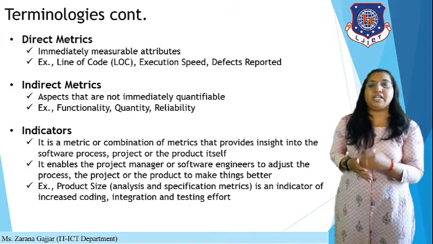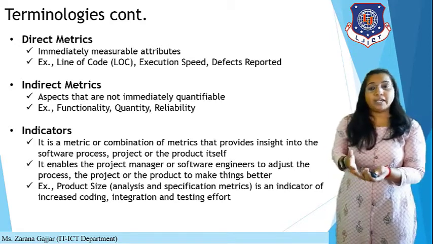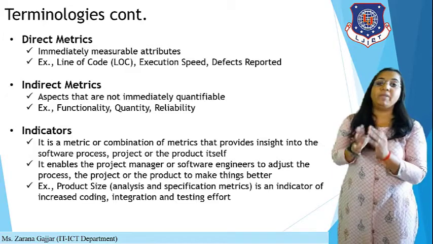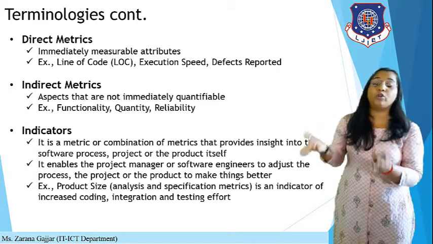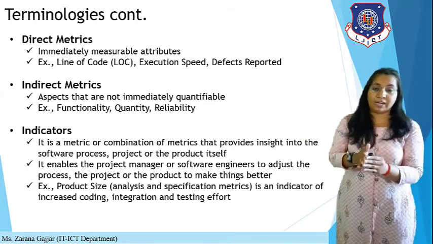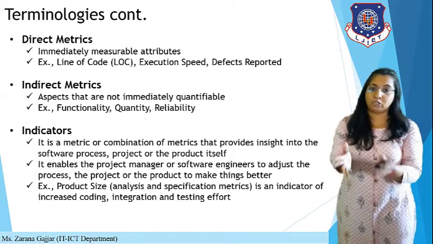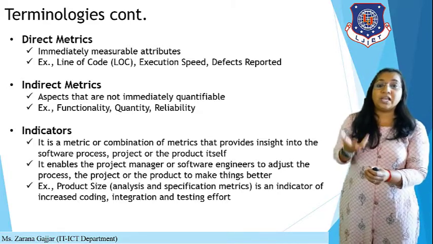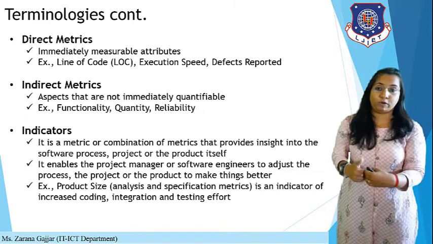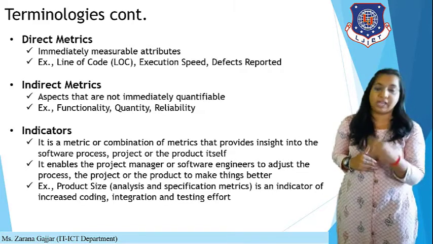Then the next definition is indicator. An indicator is a metric or a combination of metrics. You can either use any one metric or you can use multiple metrics combined into a single one, meaning a hybrid. So it is a metric or a combination of metrics that provides insight into the software process, project and product itself.